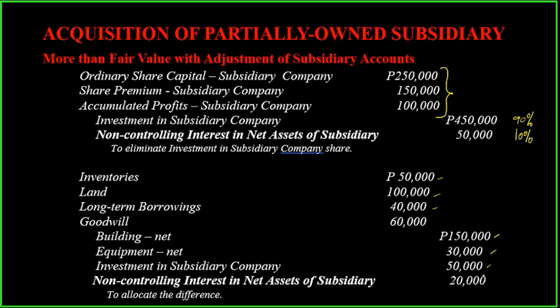And because there's full consolidation, we're going to revalue the entire financial statements. Ibig sabihin, all the net identifiable assets of the subsidiary, 100%. And in the process, we're going to record goodwill of 60,000 pesos. Again, this one will be for the parent and this one will be for the subsidiary.